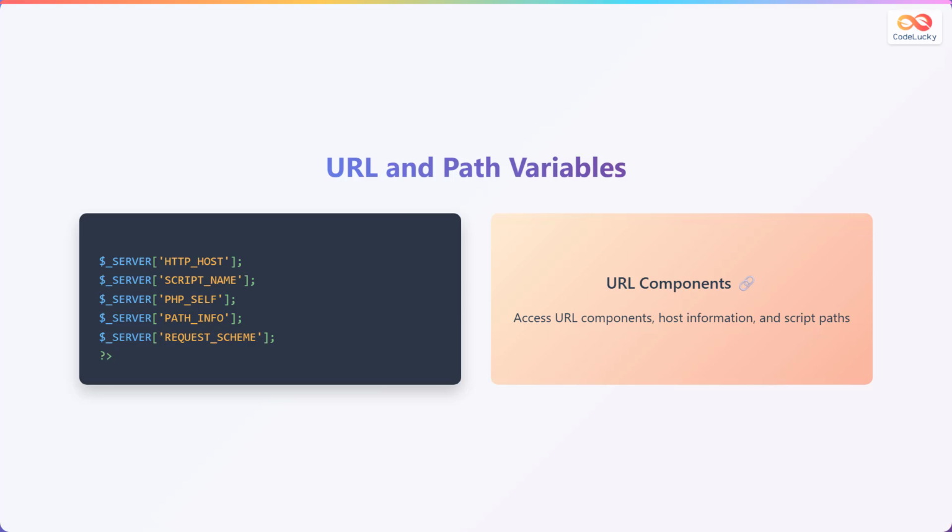PATH_INFO gives you any path information appended to the script name. REQUEST_SCHEME shows the scheme by which the URL is accessed, such as HTTP or HTTPS. These variables are very helpful for accessing URL components, host information, and script paths within your PHP application.